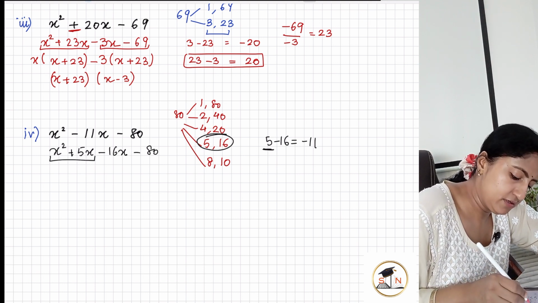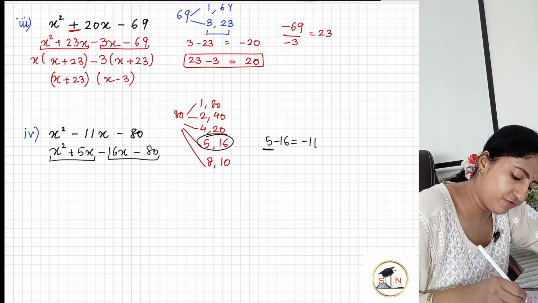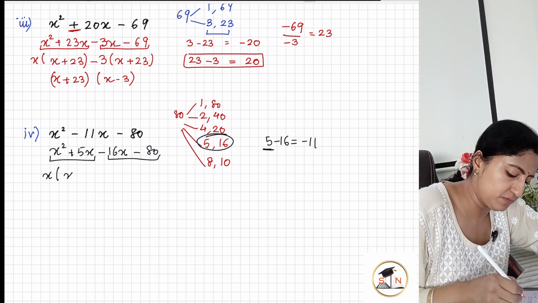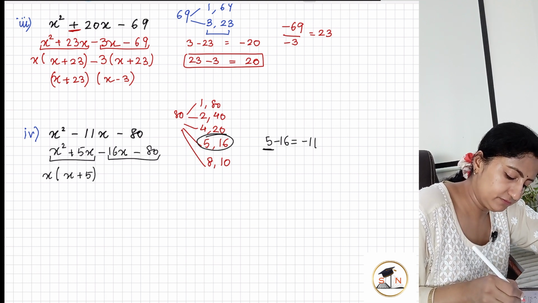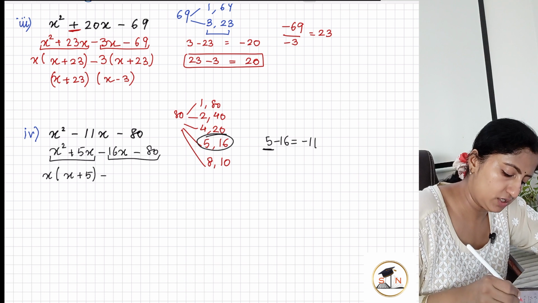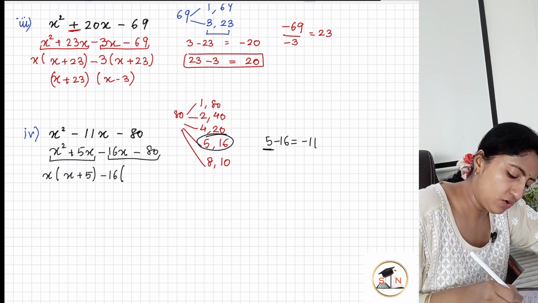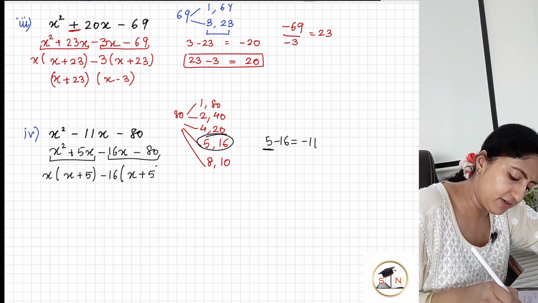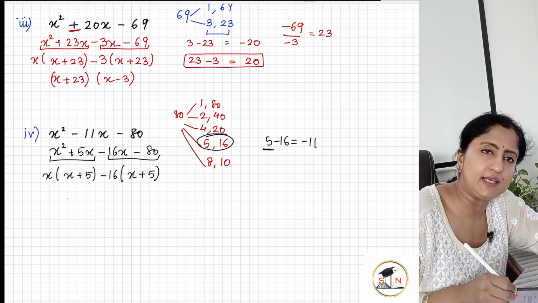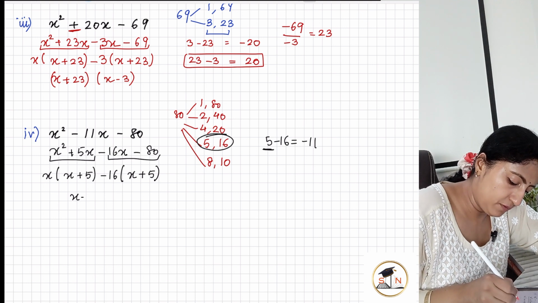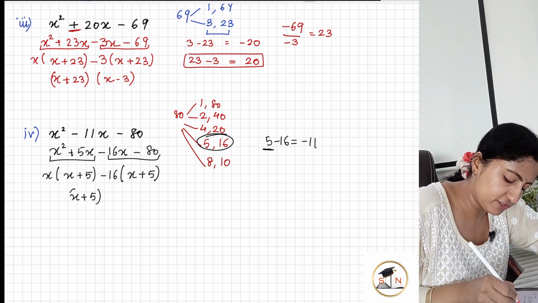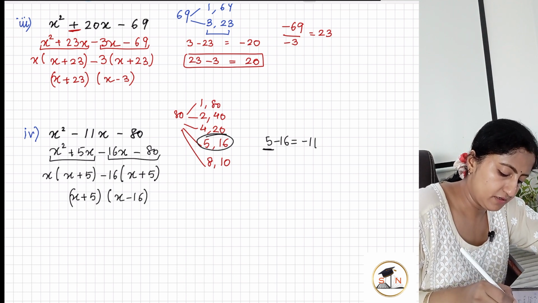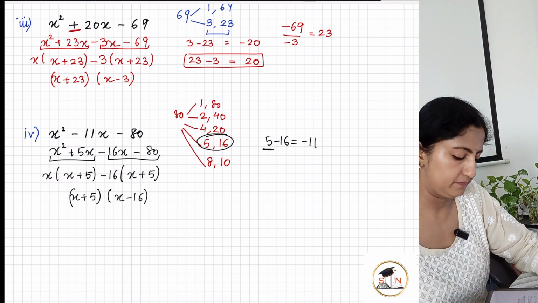Now, what we are going to do, we are forming two groups, right? Taking out the common factor from the first group leaves me with x plus 5. And then we have got minus 16 as a common factor from the second group. And that leaves me with x plus 5 again. The last step, collecting the two factors. The common group, that is x plus 5, becomes the first factor. And the remaining elements, that is x minus 16, becomes the second factor. Okay.